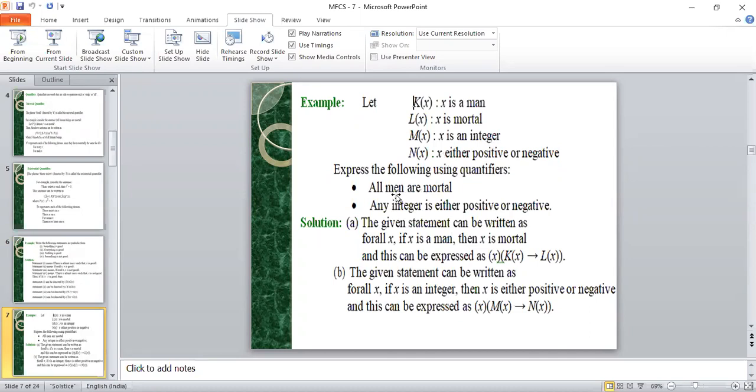So first దానికి all men are mortal అన్నారు. So here, the word all refers to for all. Okay, x is a man. So if x is a man, then x is mortal. Property and ikkada x is a man, x is mortal. So ikkada if x is a man, then x is mortal. So for all x, if x is a man, then x is mortal. And this can be expressed as for all x.